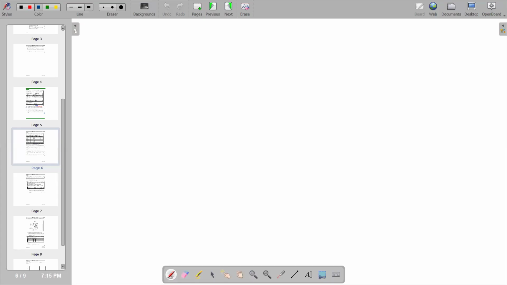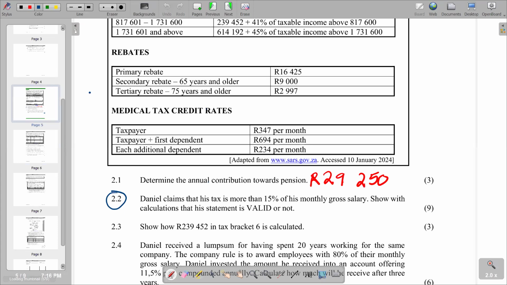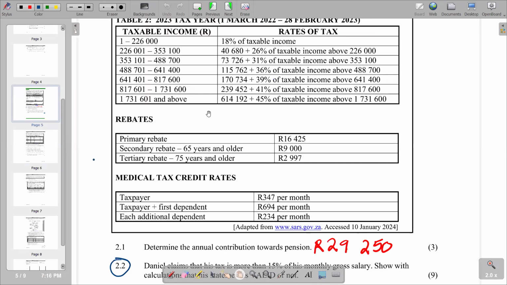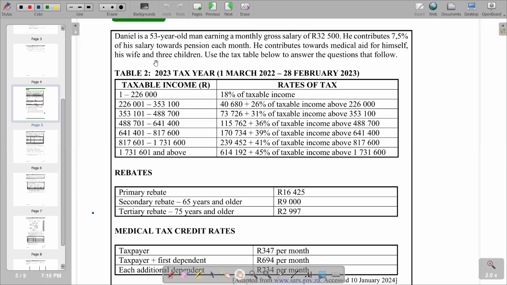With the information given, we are first going to determine the annual salary. So we go back to the question to find out about the annual salary. At the beginning of the question, it reads, Daniel is a 53-year-old man earning a monthly gross salary of 32,500 rand. So this is a monthly gross salary.